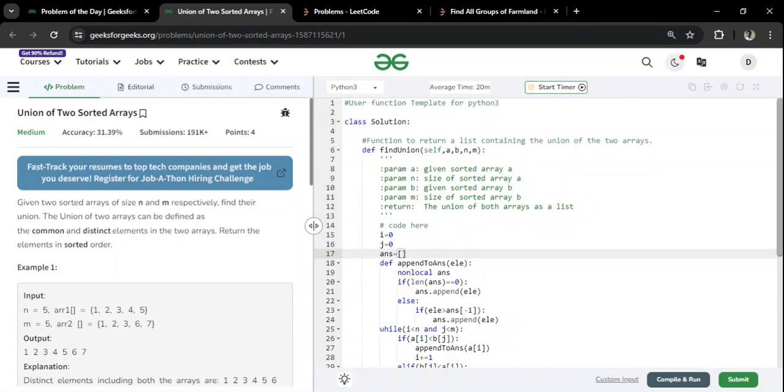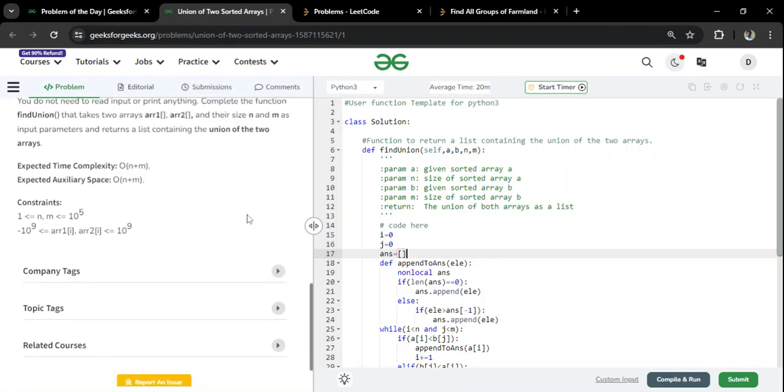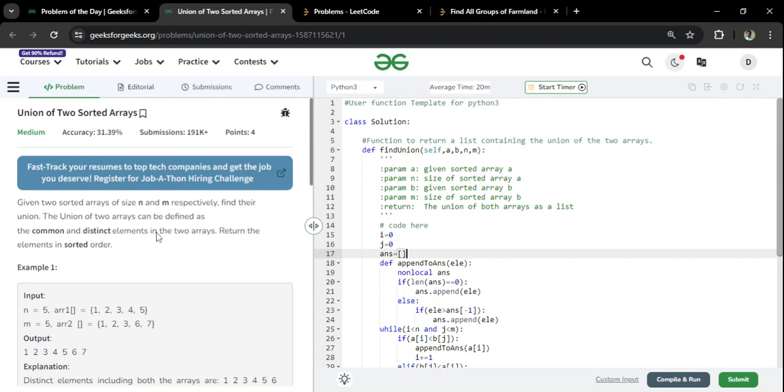Today we are at problem of the day 20 for the April month Geeks for Geeks, and we have a medium question in front of us. Before starting, I just want to give you a heads up that this question is somewhere related to merge sort, although it's not very closely associated with it. If you are familiar with merge sort, then you will be able to relate why it's similar.